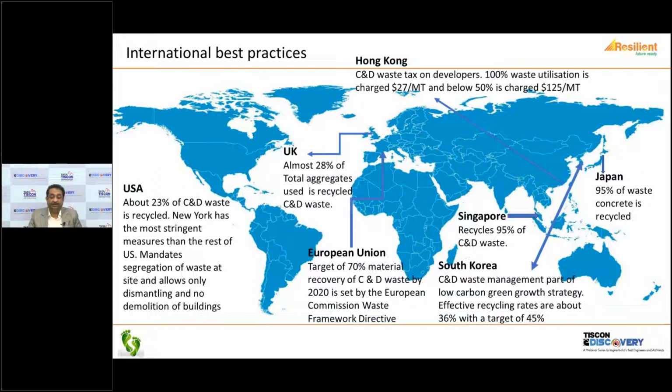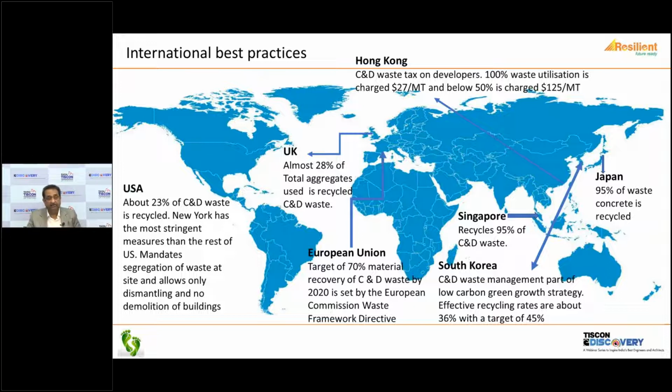In the UK, almost 28% of the total aggregates is recycled from the C&D waste. Also, the landfill tax in the UK is around £100 per ton. So, if you want to dump something in the land, the landfill taxes are so exorbitant that it will make you think and encourage you to go for recycling. The European Union has got a target of 70% material recovery by 2020. It's a very stiff target. I think they are somewhere around 30-35%. But then this is mandated by the European Commission Waste Framework Directive.